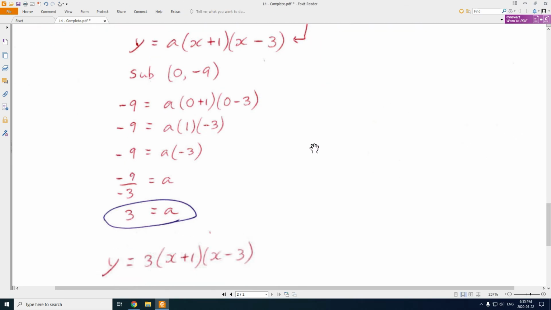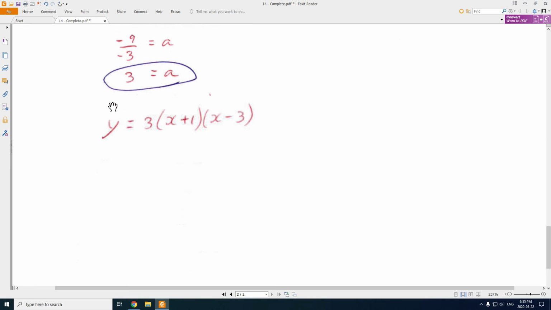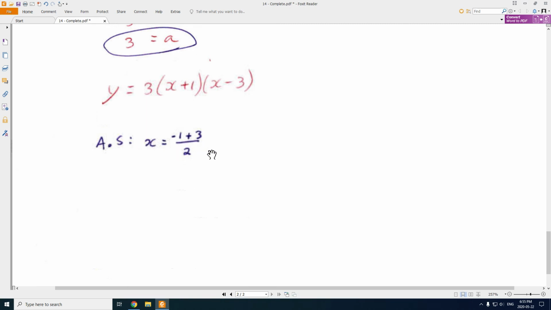So zeros at -1 and 3. Let's find our axis of symmetry. Halfway in between, right? So add them, divide by 2. -1 plus 3, divide by 2. All right, so we can get our axis of symmetry. Gives me x is equal to 1. And then we can find our vertex by plugging that x number into our equation. We have an equation to work with now because we made the factored form equation. So sub the x equals 1 into our equation in order to get the vertex.